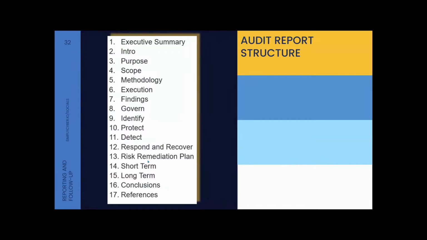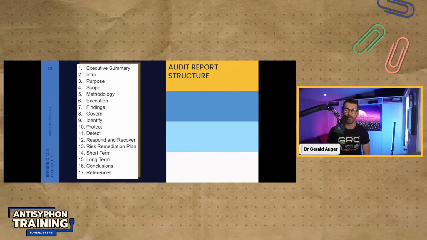So the executive summary is exactly what it sounds like. No business owner, no C-level is going to read anything past the executive summary. What is it? Why do I care? What do I need to know? I'm on to the next thing. For everybody else, you provide all the context.